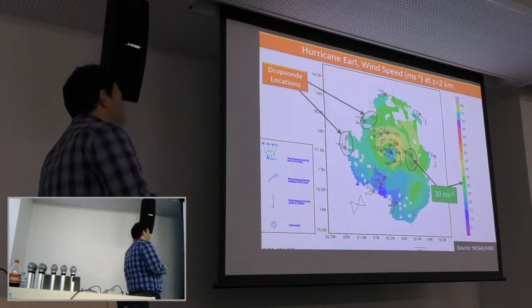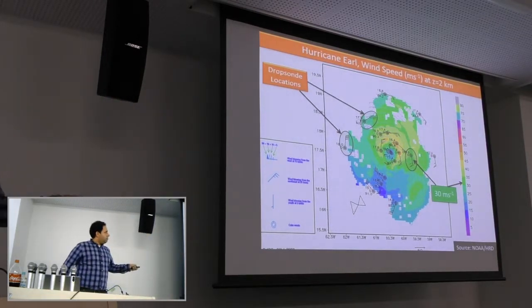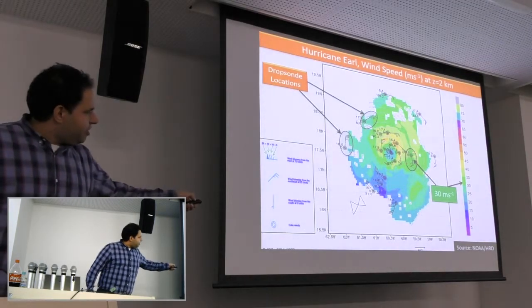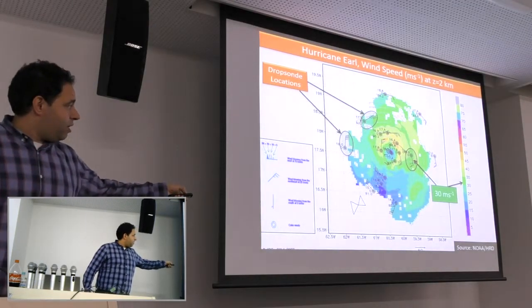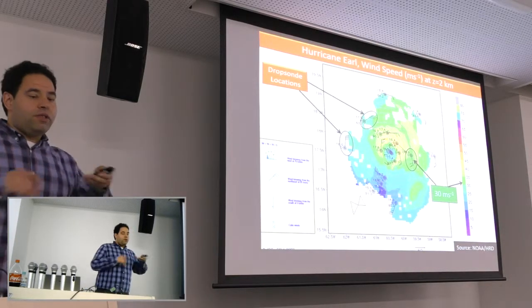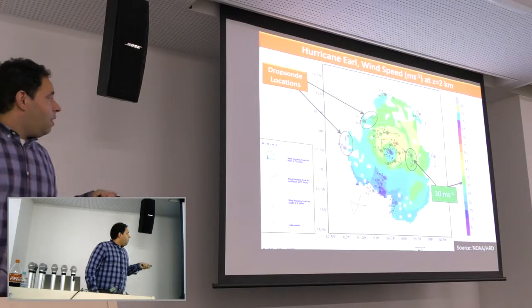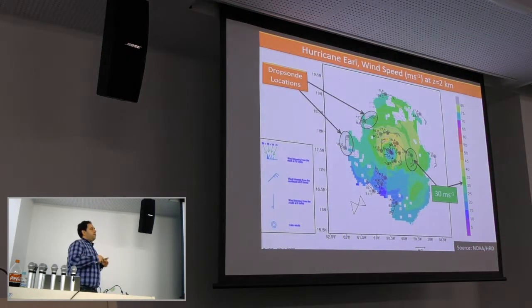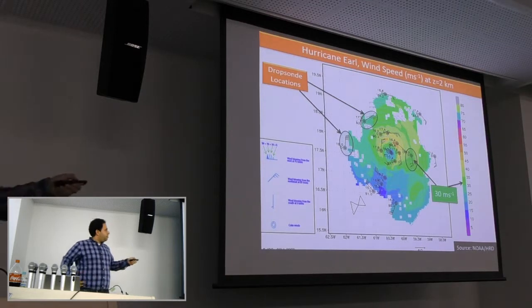So dropsondes are pretty accurate instruments for wind speed, and so you can see here that a 60-knot wind, or 30 meter per second wind, corresponds to the same color. So the radar and the dropsonde compare fairly well. So this has been proven to be a very useful instrument for measuring the wind speed in tropical cyclones.